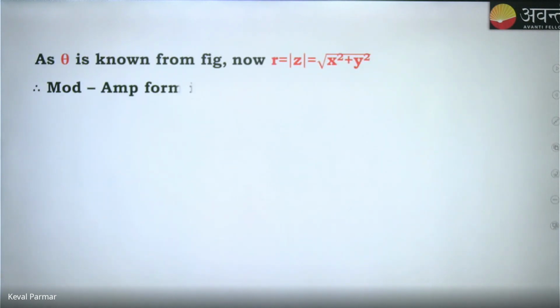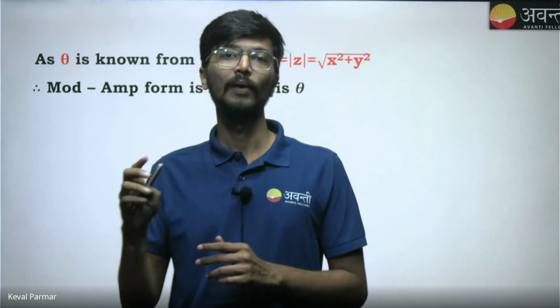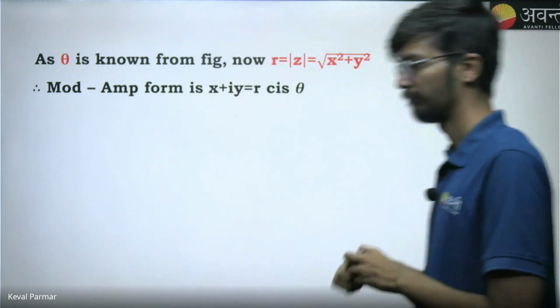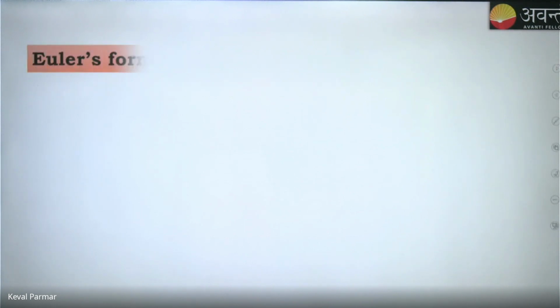Theta is known from the figure and we can easily find R. What is R? Modulus of Z, which we can easily find by using under root of x square plus y square. Right? So it's easy and very simple to convert it. I hope it is clear also. What do we have next?